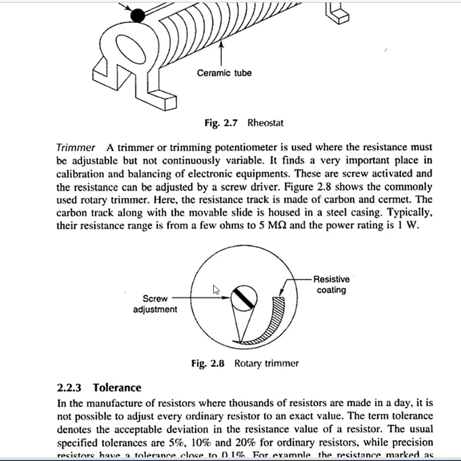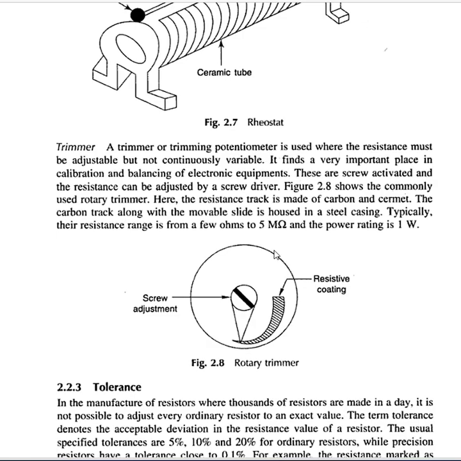The rotary trimmer. Here, the resistance track is made of carbon and cermet. The carbon track, along with the movable slide, is housed in a steel casing. Typically, the resistance range is from a few ohms to 5 mega ohm, and the power rating is 1 watt.